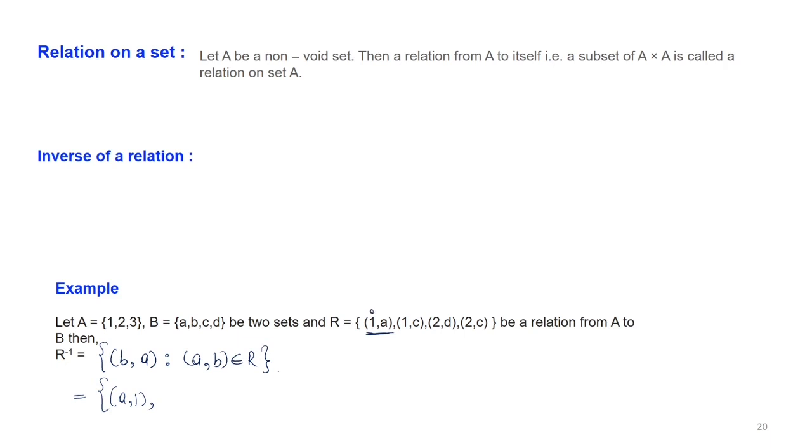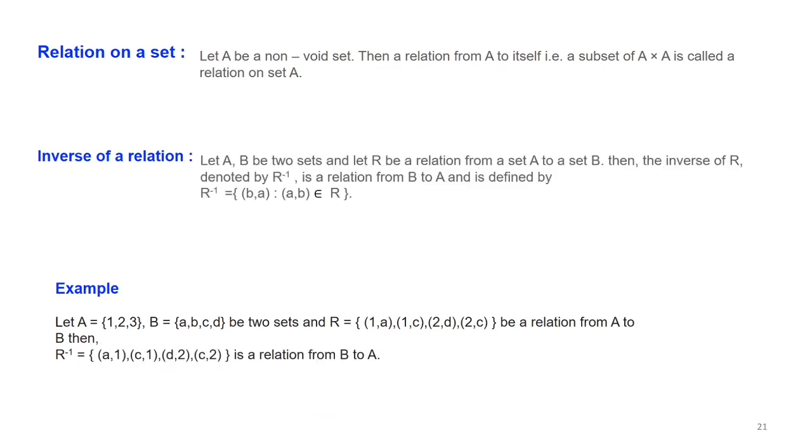It simply means the first element will become the second and the second element will become the first. And 1, C becomes C, 1. 2, D becomes D, 2. 2, C becomes C, 2. So, we can see the definition of the inverse of a relation here. And one note is, if A, B belongs to the relation R, it implies B, A belongs to the inverse of the relation. And this is an if and only if result, that is, a both-ways result.